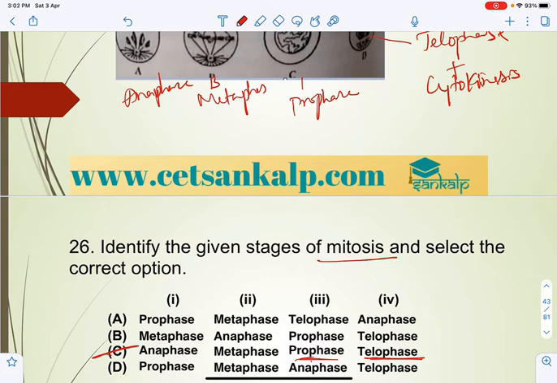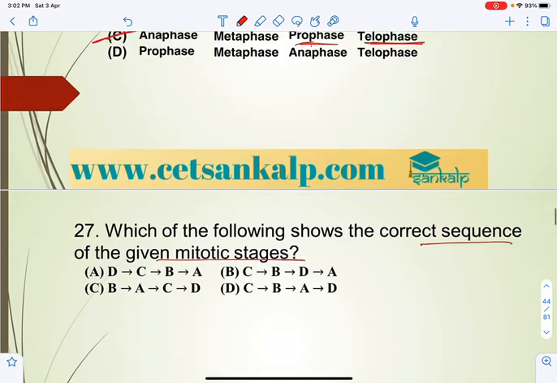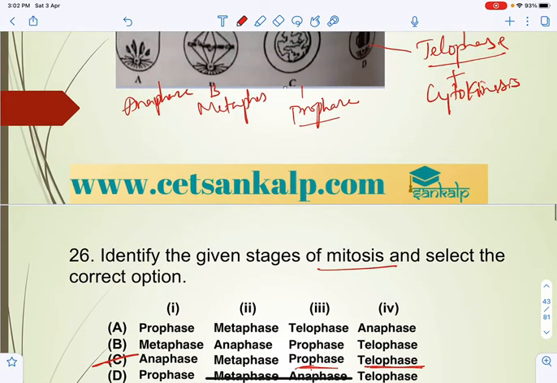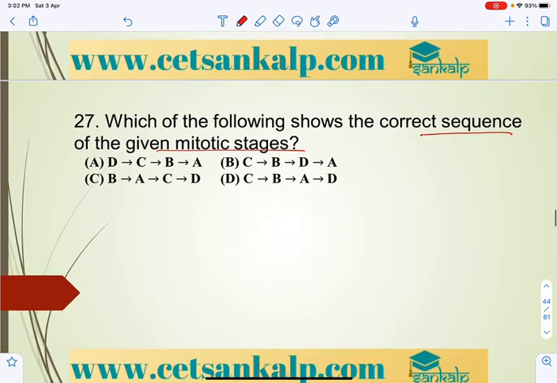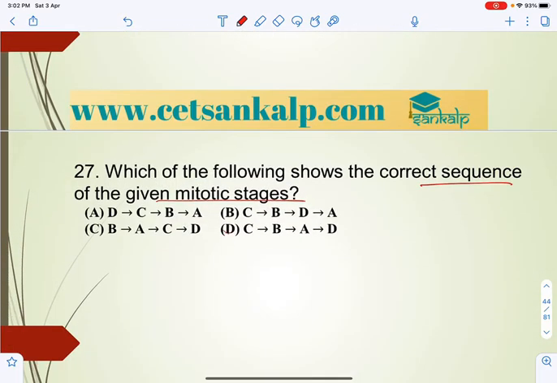Next, anaphase, metaphase, prophase and telophase. Which of the following shows the correct sequence of the given mitotic stages? First prophase, next metaphase, and then anaphase. CBAD is the proper alignment. So the answer for that is D.